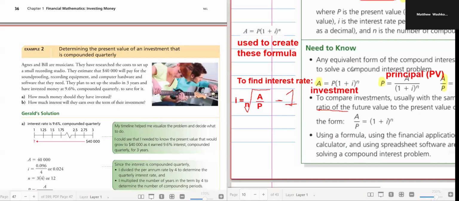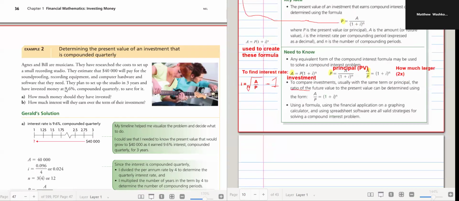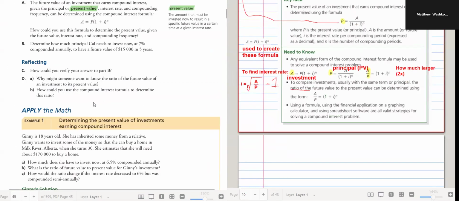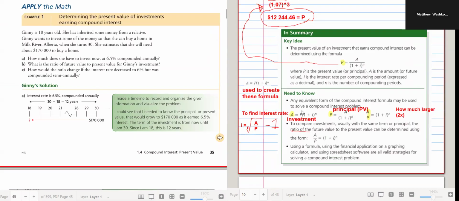So in order to save you some time, I'm going to skip example 1, skip example 2. You solve those, figure out what you're trying to find. Example 1 here, how much does she have to invest now? You're trying to find the present value, right? You have the formula for that. What's the ratio? You have the ratio. That's that A divided by P thing.